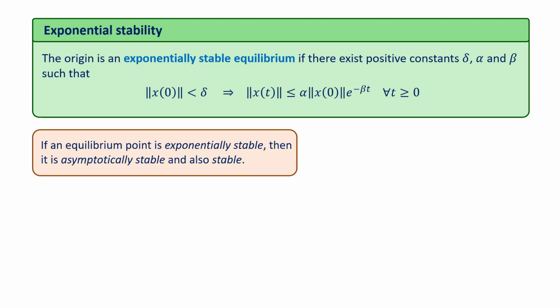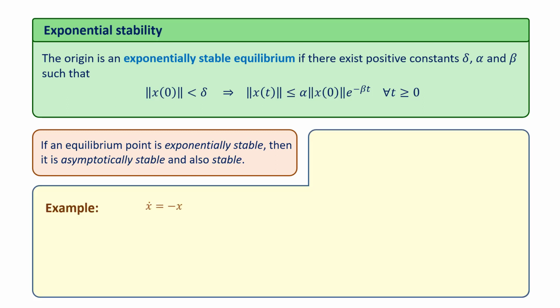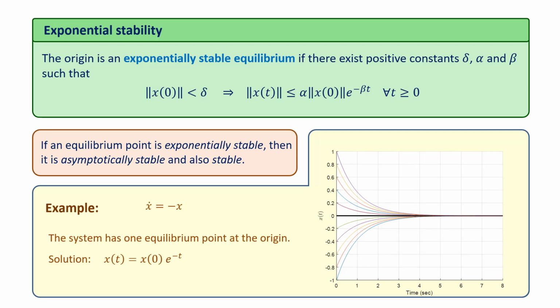So if an equilibrium point is exponentially stable, it's asymptotically stable and also stable. A simple example is a linear time invariant system x dot equals minus x. It has an equilibrium at the origin, and the solution starting from x of 0 is x of t equals x of 0 times e to the minus t. It can be seen that the solutions satisfy the condition of the definition with alpha and beta equal 1.